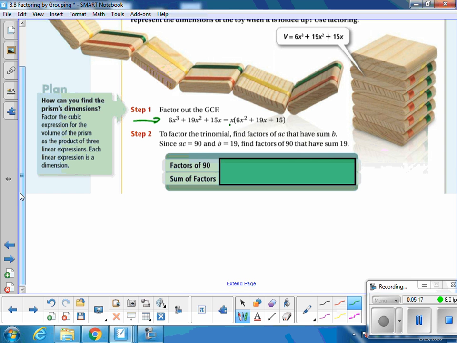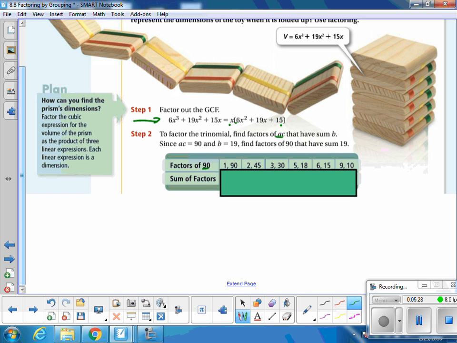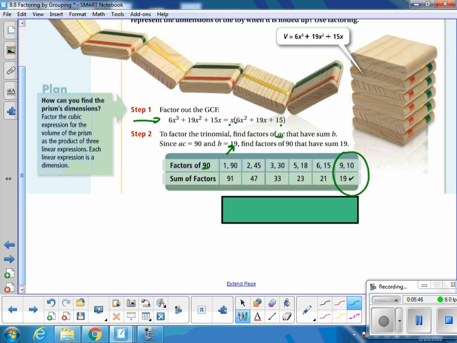To factor the trinomial, find the factors of the a term times the c term. So again, 6 times 15 is 90. And I'm looking for all the terms, so I've got all my factors: 1 and 90, 2 and 45, 3 and 30, 5 and 18, 6 and 15, and 9 and 10. So as I'm looking at this piece right here, I need to find which of these is going to give me a sum of 19. And when I look at these, it's the 9 and the 10 that are going to give me that.